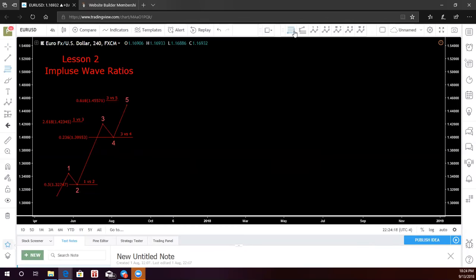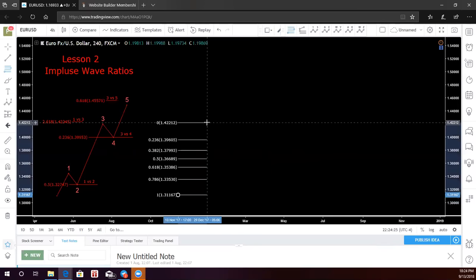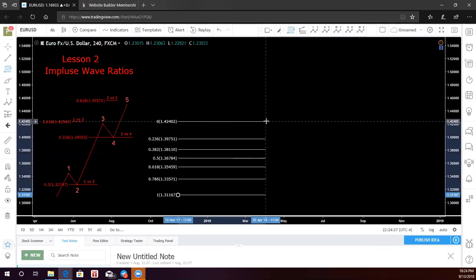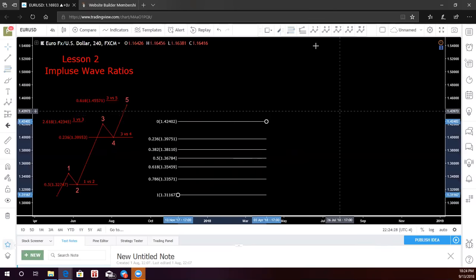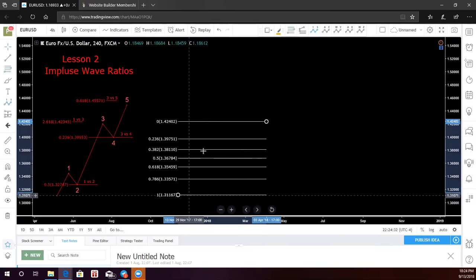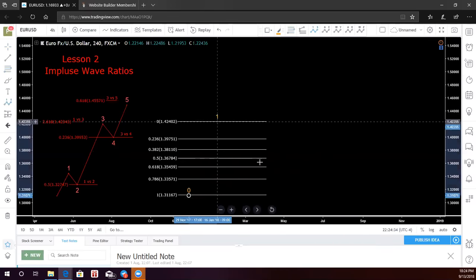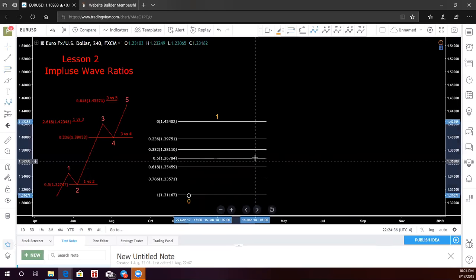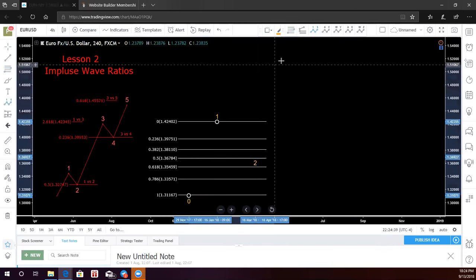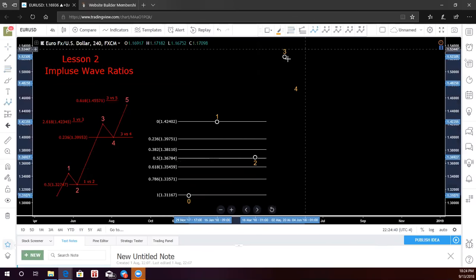So basically you're just gonna go ahead and click on it. You're gonna start from the beginning of a wave, extend to the end of a wave, and just pull over. Super simple. So what that would look like is if you had a 1, a 2, and a 3, a 4, a 5, and so on.